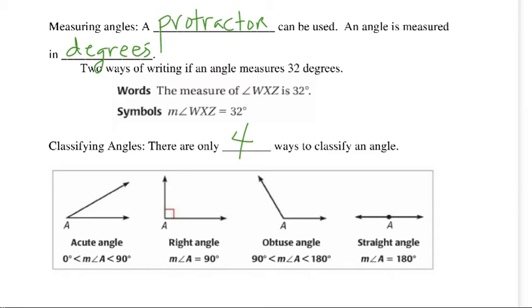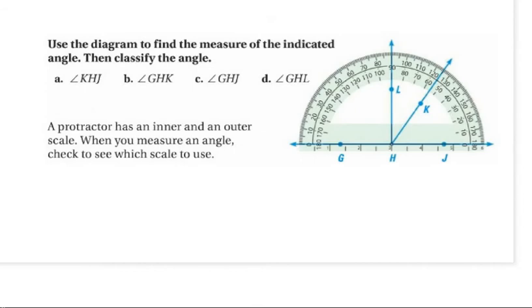Alright, so this is just to practice writing and finding the measure of an angle looking at our protractor. So I'm going to do the first two with you, and then you can do C and D by yourself. So our angle KHJ, we want to look at our picture on the side. So KHJ, and it goes in order. So if you notice, KHJ is this angle right here.